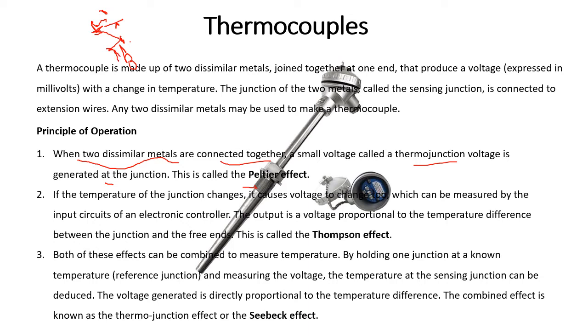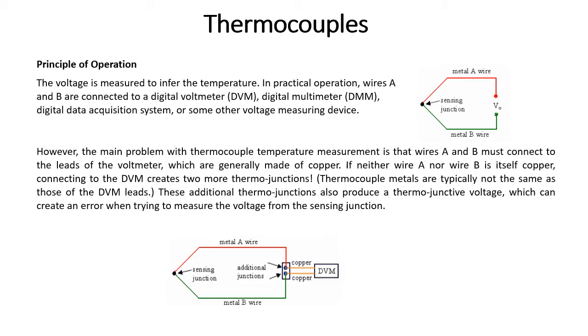So a difference in temperature produces a difference in voltage. The voltage generally is directly proportional to the temperature difference. The combined effect is known as the thermojunction effect and is also known as the Seebeck effect. So thermocouples are based on the Seebeck effect. So now we understand on which principle the thermocouple works. Now let's see what is the principle of operation. The principle of operation is simple.